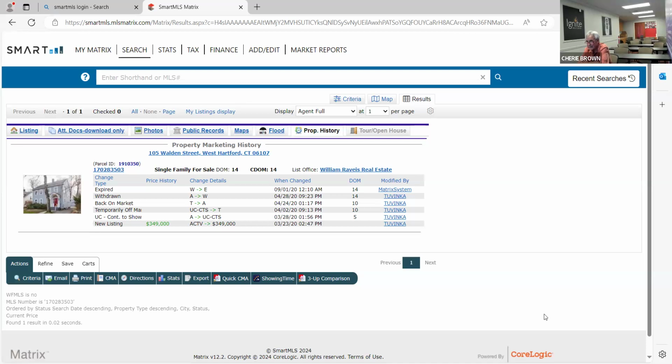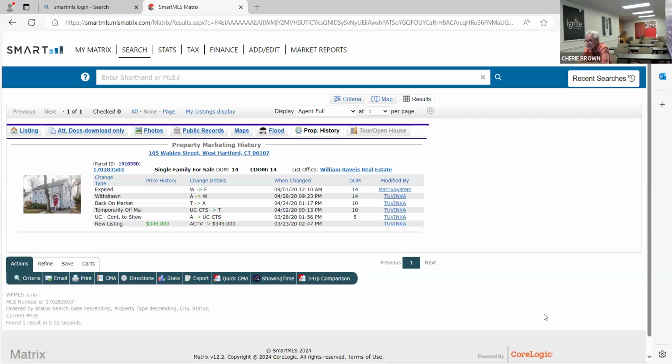And then several days later, it goes from the under contract status. The CTS is under contract, continue to show. If it were just UC, under contract, that's an indicator that the seller is happy with the offer they've accepted and they're not asking for any more showings on the property. The under contract continue to show status is, yeah, we have a contract, but there are contingencies. And during the contingency period, we're going to allow brokers to bring buyers to the property if they so choose. But anyway, that's what the UCCTS is.